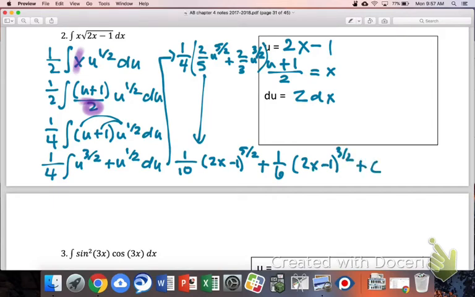And I don't want to forget my plus C, which I did forget. Oh my goodness, that hasn't happened in a while. I put my plus C back in up there. It's in red. Okay.